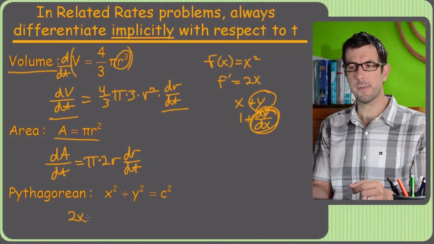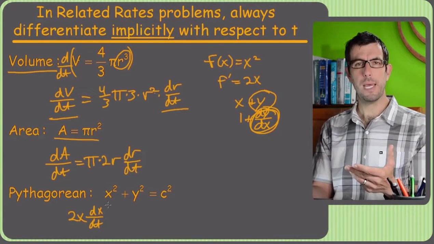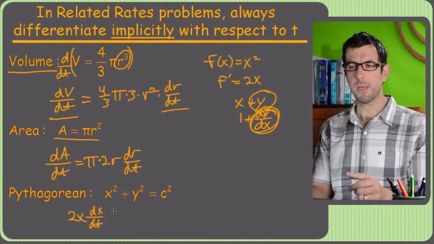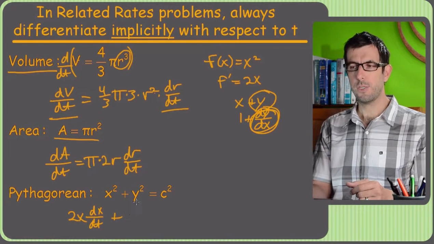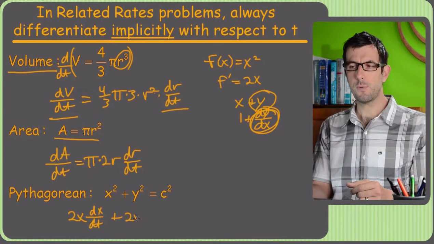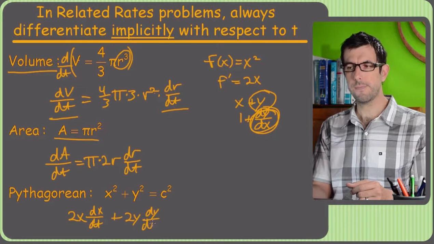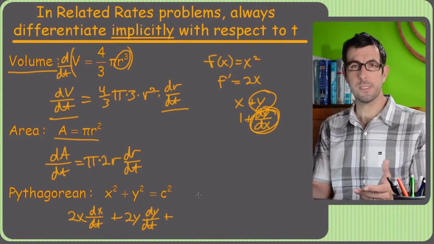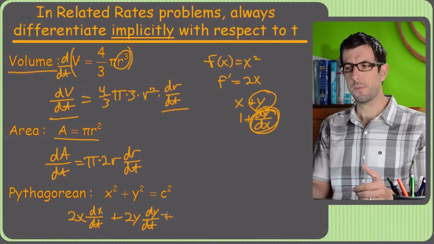We'll get 2x. But then we have to have that dx dt is sort of like the price we pay for taking a derivative of something other than t. And then the 2y, the y squared, same thing happens, 2y dy dt. And same thing happens to c. Oops, equals 2c dc dt.